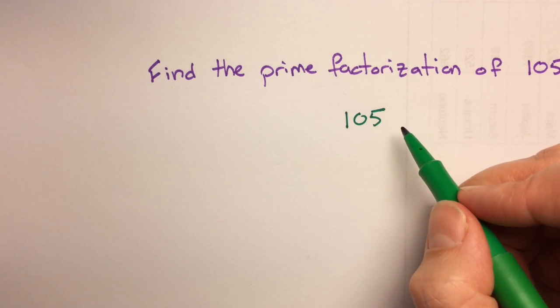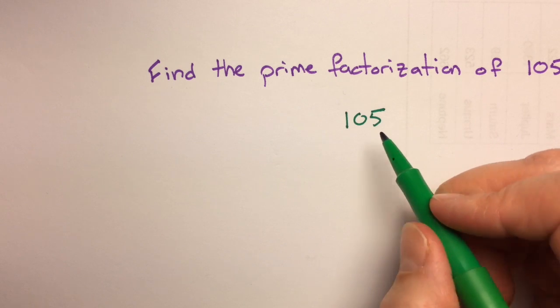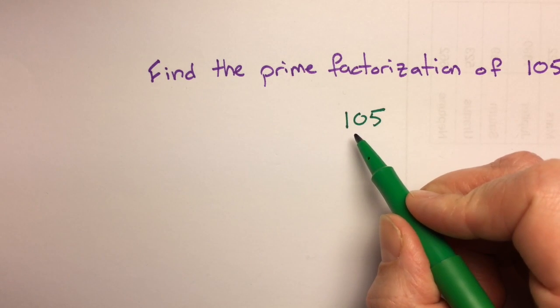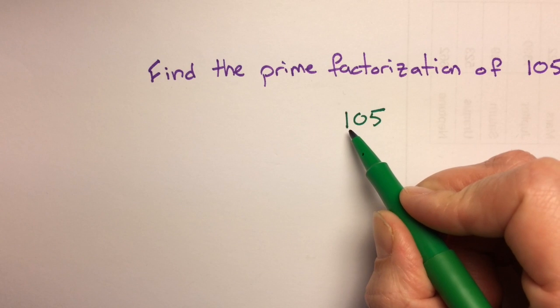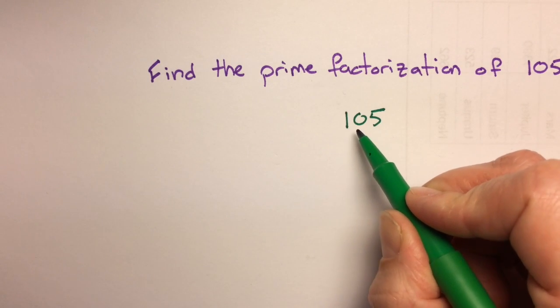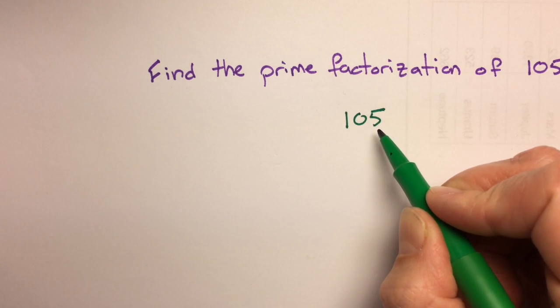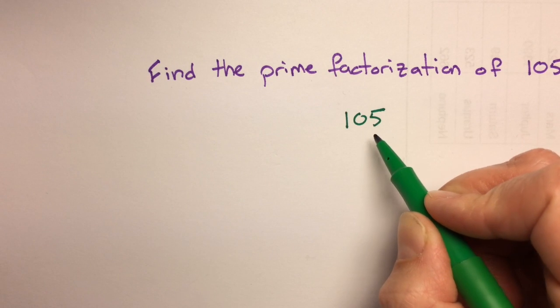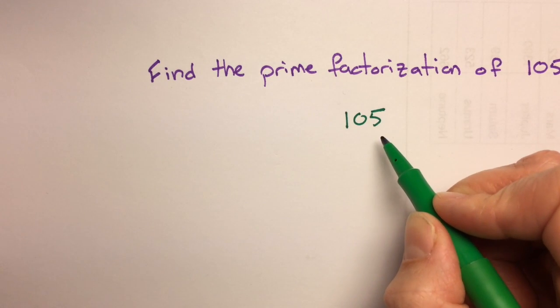It also turns out that this number is divisible by 3. I can use the divisibility by 3 test. If I add up all of the digits, 1 plus 0 plus 5 is 6. And 6 is divisible by 3, so I know that I'm going to get a 3 in here eventually.